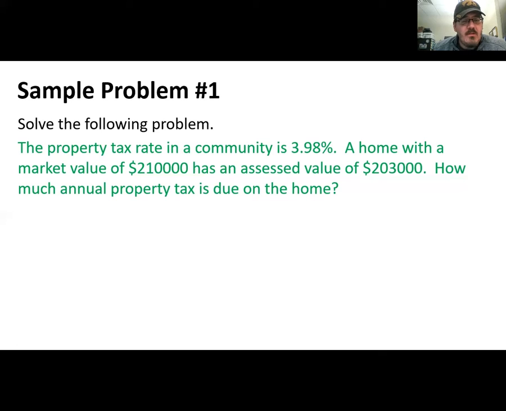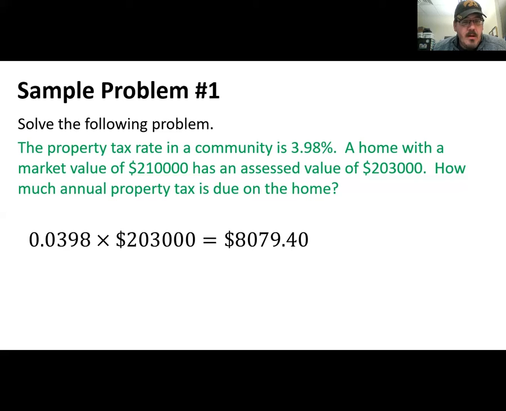For our purposes, what we need to remember is that when you calculate the property tax that's due on the home for a year, use the assessed value. Other than that, it's a basic, straightforward multiplication problem. You're going to take the tax rate written in decimal form times the assessed value of the home. Make sure you convert the percentage into a decimal by moving the decimal point 2 spaces. Then multiply, and that should give you the annual amount of tax that's due on the home.